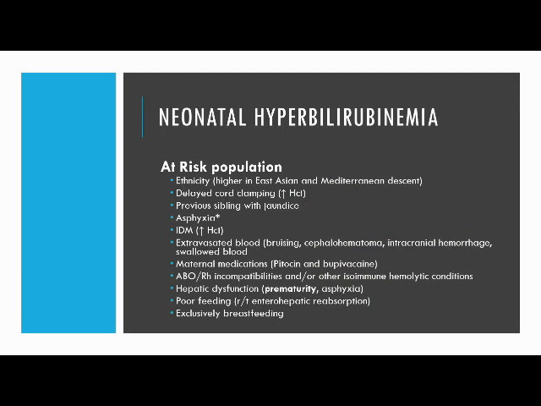So who is at risk for neonatal hyperbilirubinemia? Kids that are from East Asian or Mediterranean descent are at higher risk. So you've got some ethnicity that will play a little bit of role in whether you may or may not become more jaundiced. Delayed cord clamping does increase the hematocrit of the baby at birth, so it can increase the level of bilirubin. If you have more red blood cells, you're going to have more red blood cell breakdown, and you're going to have more bilirubin.